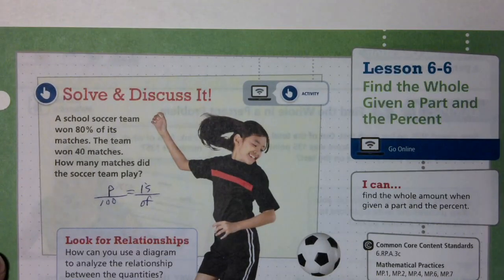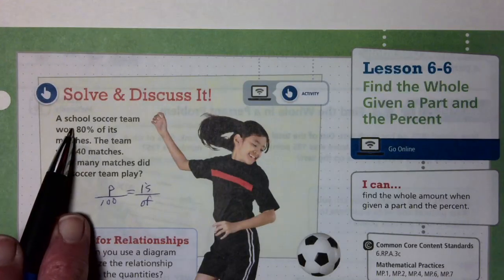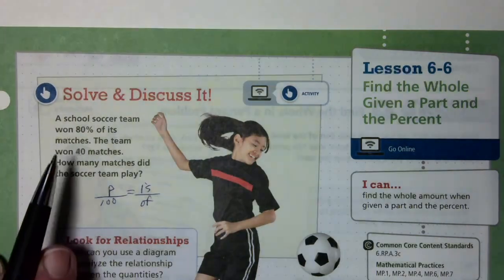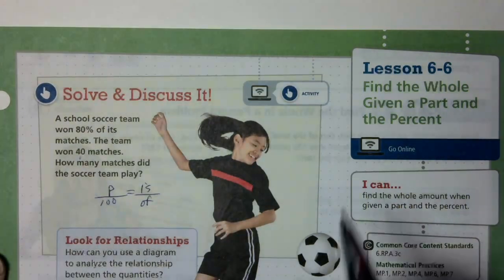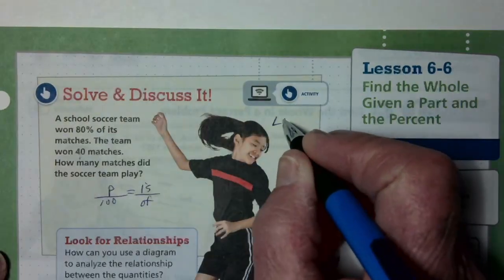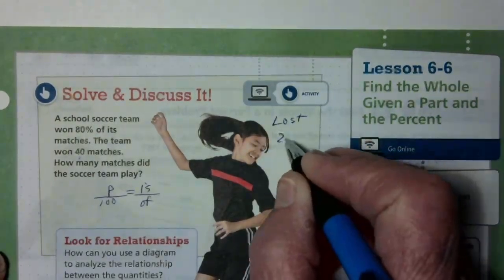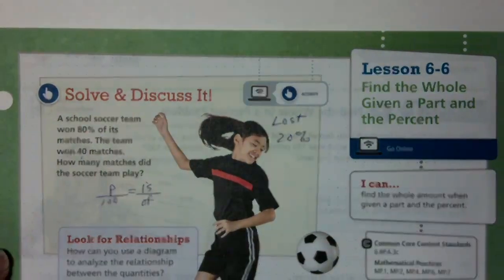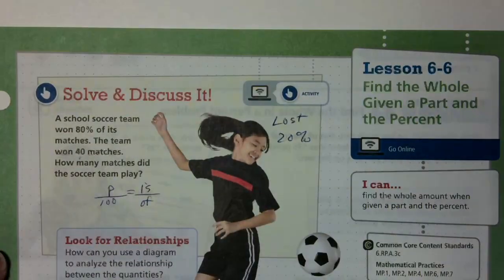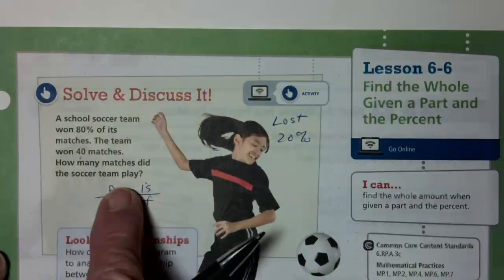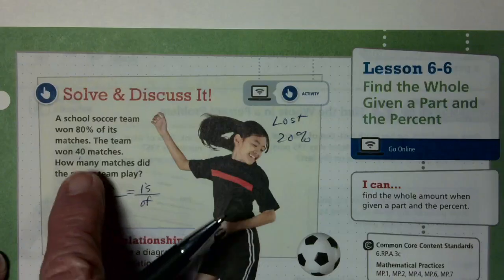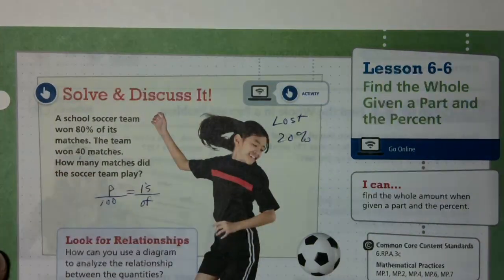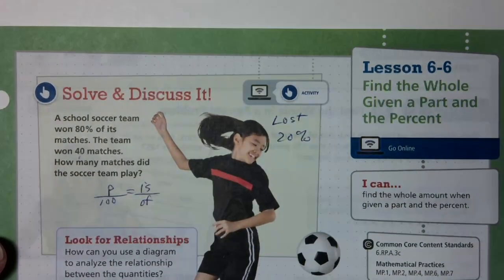A school soccer team won 80% of its matches. The team won 40 matches. So the 80% is winnings, and this is winnings. We could also say they lost 20% of their games, because 20 and 80 would have to add up to 100. But it didn't ask how many they lost, it asked how many they won. So we're going to use the 80% and the 40. How many matches did the soccer team play?